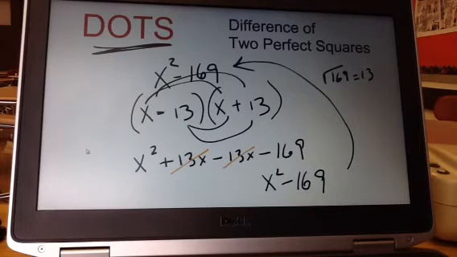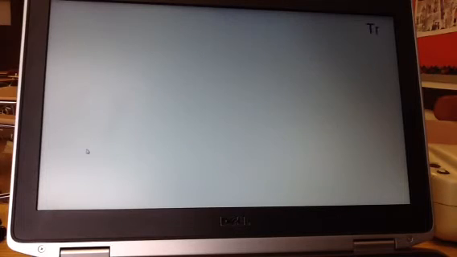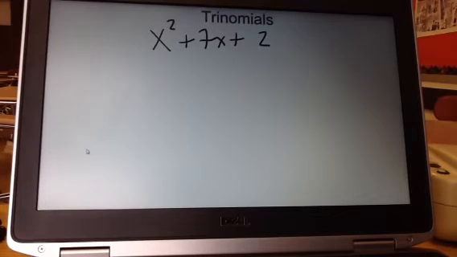The next type of factoring is trinomials, and this is what it looks like. It will have x squared plus 7x plus 12. The reason that it's called a trinomial is because there are three terms. 1, 2, and 3. So you might remember this from last year, but it needs to add or subtract to 7, and it needs to multiply to 12. You have a couple of different choices.